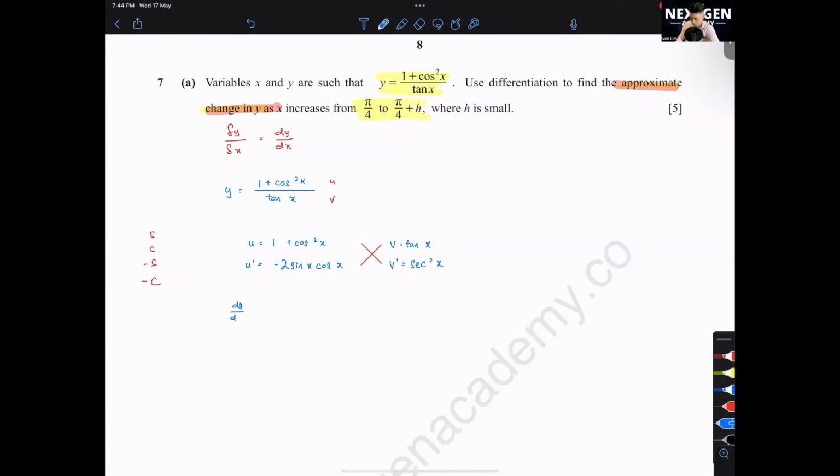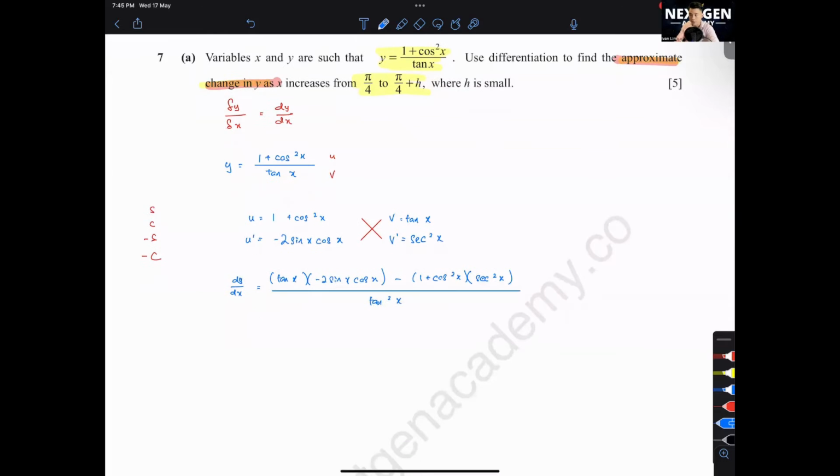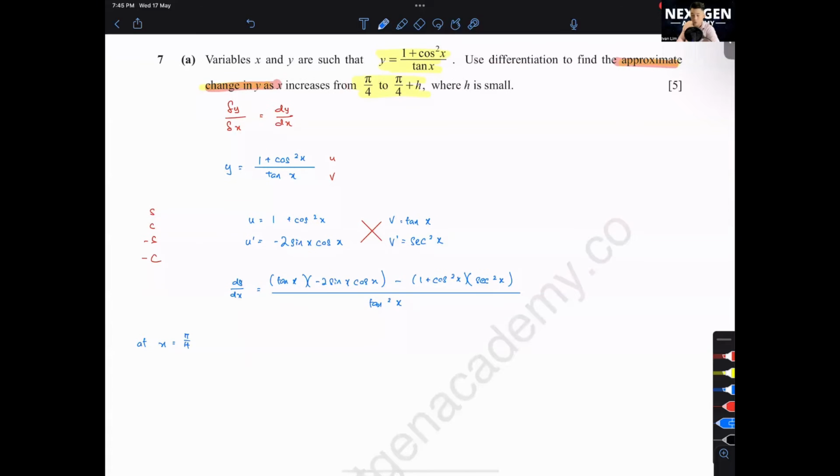dy over dx is vu prime minus uv prime over v squared. So tangent x times negative 2 sine x cos x, minus 1 plus cos square x times secant square x, over tangent square x. Don't go and simplify this. We are not trying to show what's your dy over dx. The main thing is that we want to find our dy over dx value, right? So we just need to substitute your original x value, which is pi over 4. This one also is in radian mode. So I'm going to sub this in. This part here, actually, you don't need to show the working.